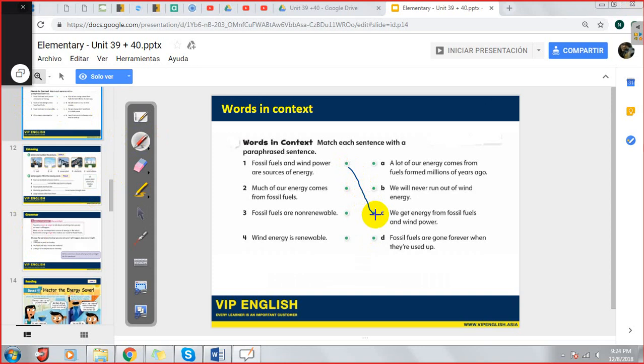I think number 2 is A. Please remember to read everything, okay? Much of our energy comes from fossil fuels. Match with sentence A: A lot of energy comes from food from millions of years ago.